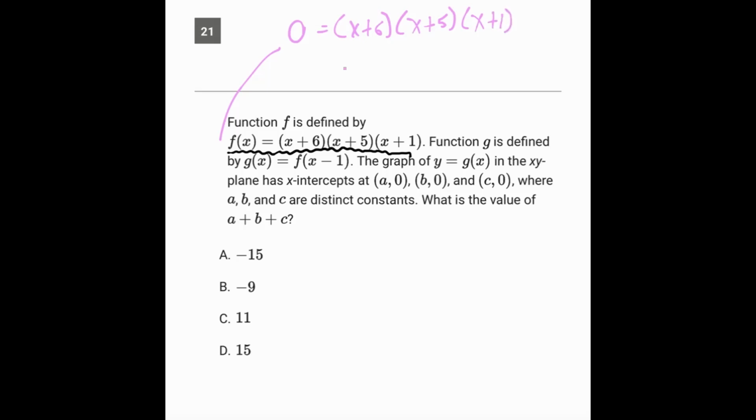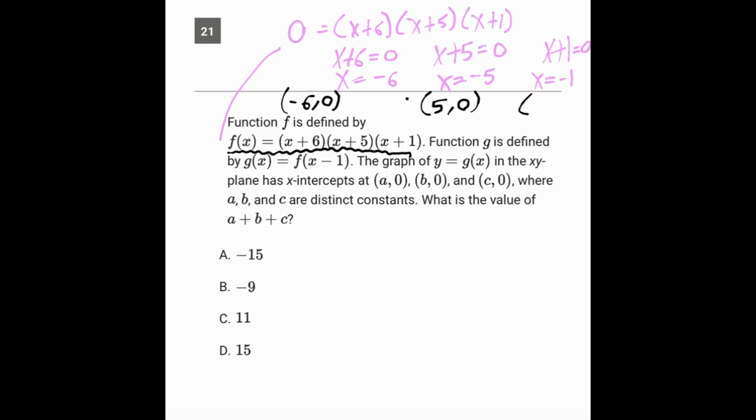Next, we would need to use the zero product rule, which says that if multiple things multiply out to give you 0, that could only happen if one of them actually was 0. So the zero product rule is your permission for setting each piece equal to 0 and solving. So we have 3 answers, and these are our x-intercepts. This thing hits the x-axis at -6, 0, 5, 0, -5, 0, and -1, 0.